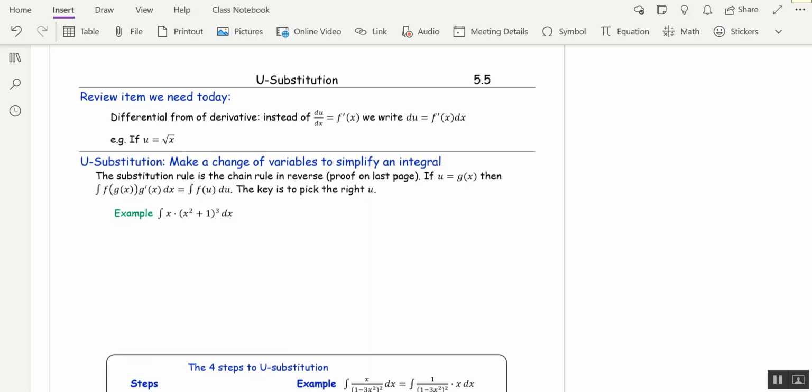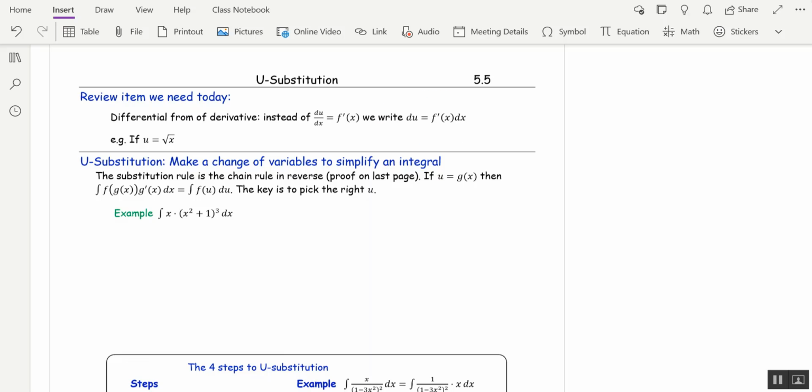Welcome to U sub. U substitution is probably the most commonly used integration technique that we have. Before I can jump into an example, I need to talk about the differential form of the derivative. And the only difference is instead of writing our derivatives like this, we're going to move the dx to the other side and write them like this.